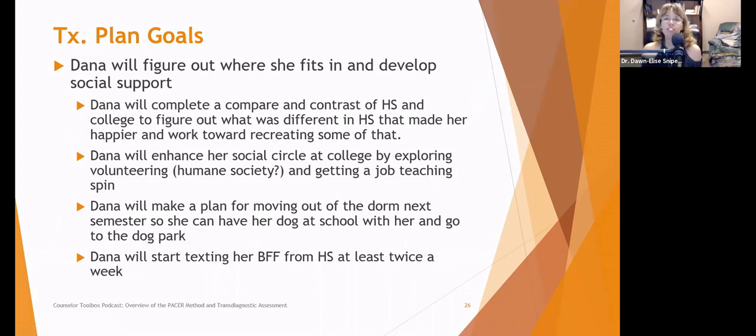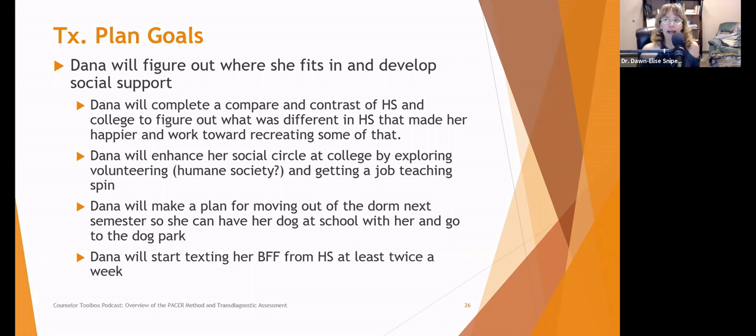Dana will figure out where she fits in and develop social support. This is her first treatment plan goal. She feels like a fish out of water right now. And yeah, she understands even in high school, she didn't enjoy every single course. So, she can accept the fact that in college, that's going to be the same way, but she just has no attachment, no connection to the university.